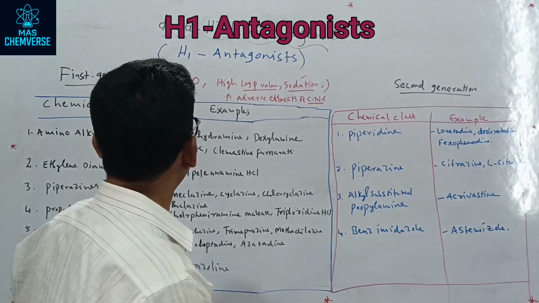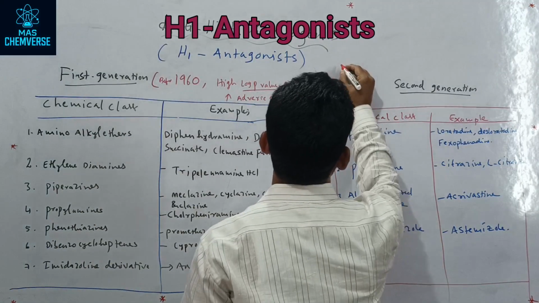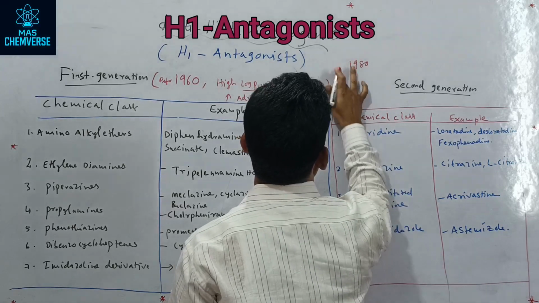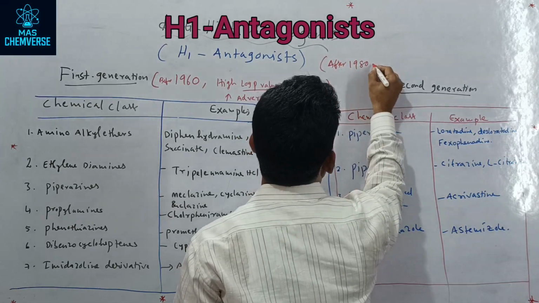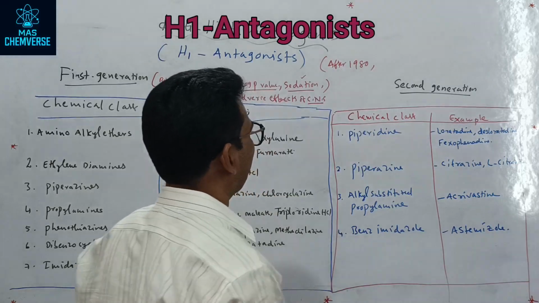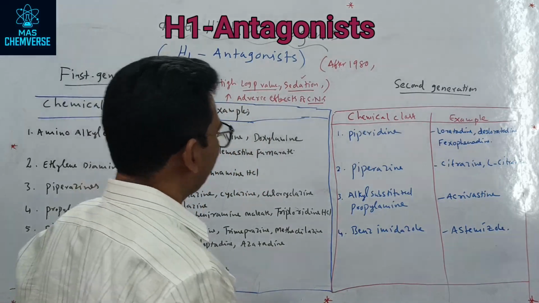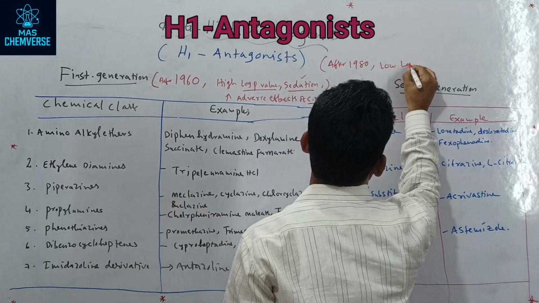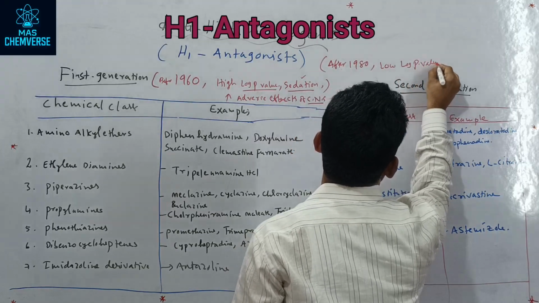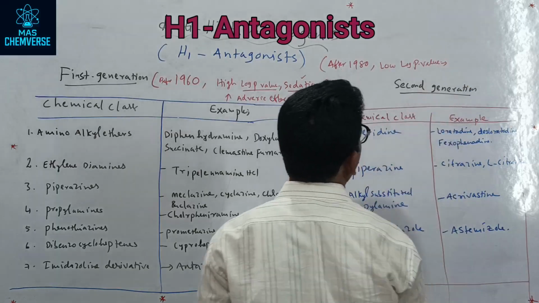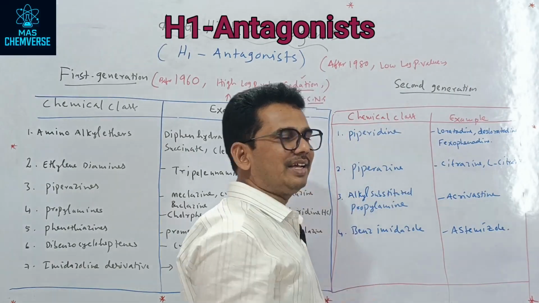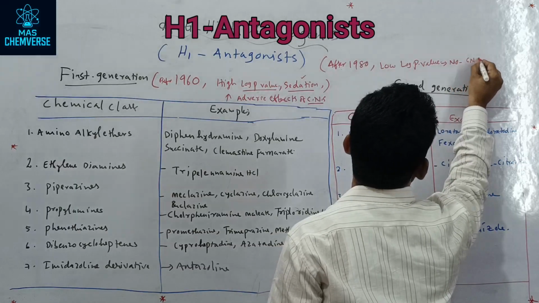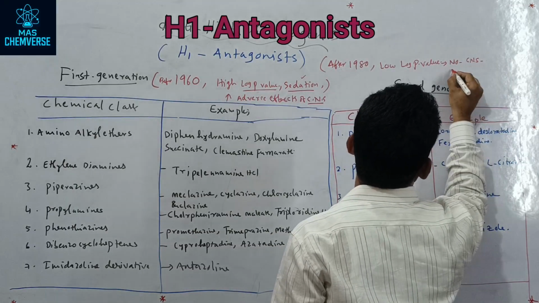Now come to the second generation. Second generation means the drugs discovered after 1980; they introduced these drugs after 1980. These have low lipid solubility, meaning a low log P value. Low log P value means they do not easily cross the blood brain barrier, so there are no CNS adverse effects.